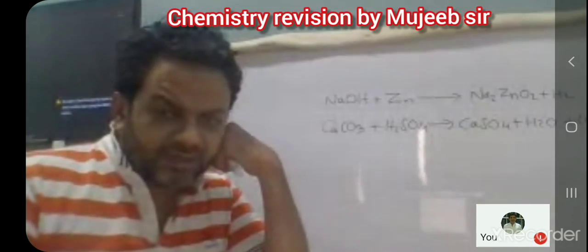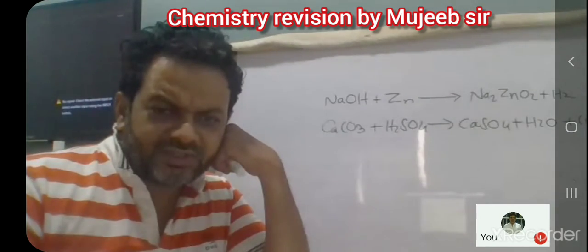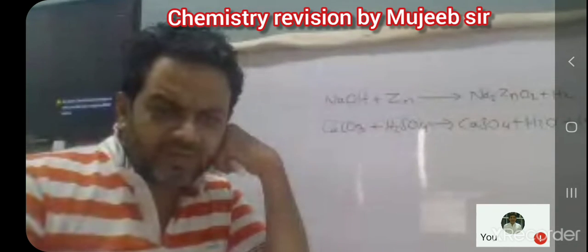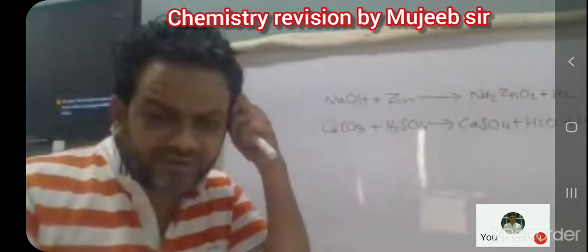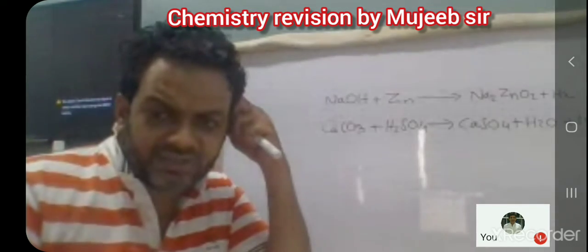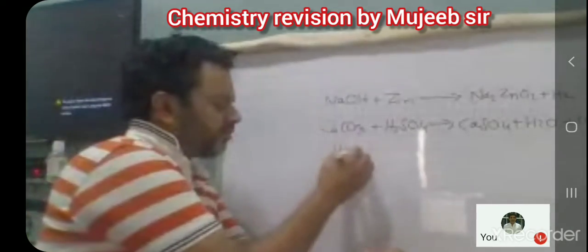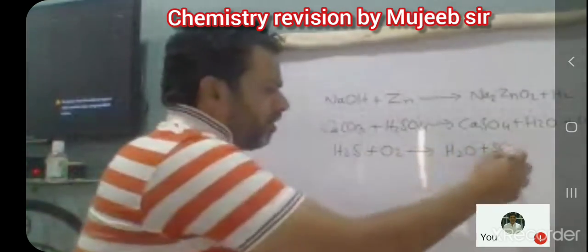Next one, question number 104. Okay, look at that question number 104. What is it? Then write the balanced chemical equation for the following reaction. Hydrogen sulfide gas burns in air to form sulfur dioxide. Okay, see. H2S plus O2 will give H2O plus SO2. Yes, hydrogen sulfide gas is H2S. Okay, you have to balance this equation. Hope you know how to balance the equation.